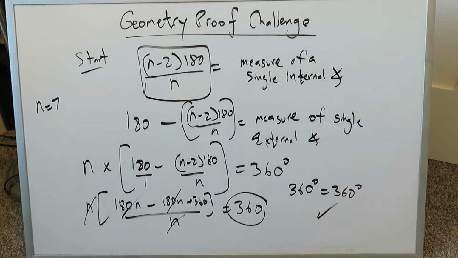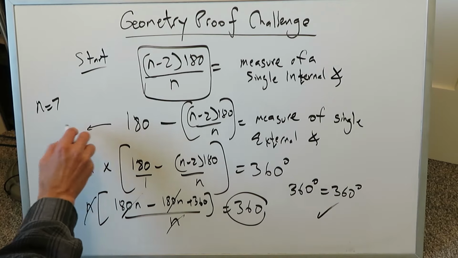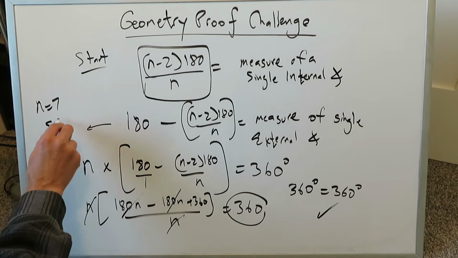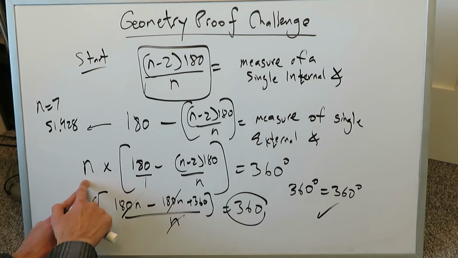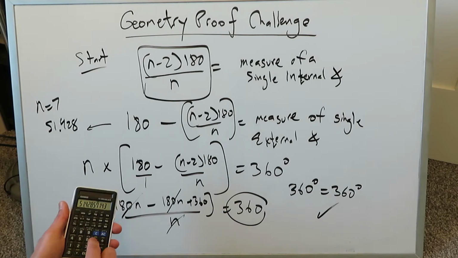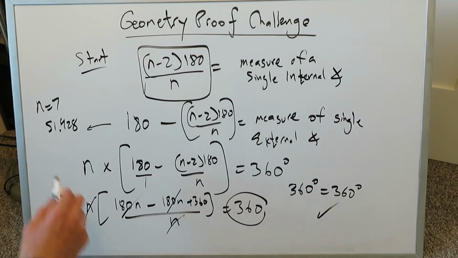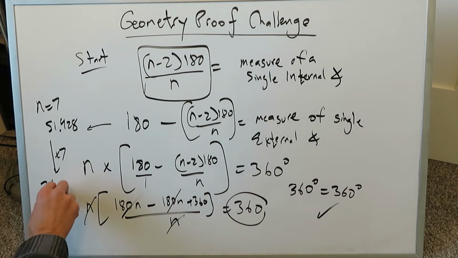Here I'm getting each external angle for a 7-sided polygon is 51.428 degrees. I put this 51.428 and I multiply it by the number of sides. I multiply that by 7 and I'll get exactly what I want, times 7, 360 degrees. So this right here is a proof completed.